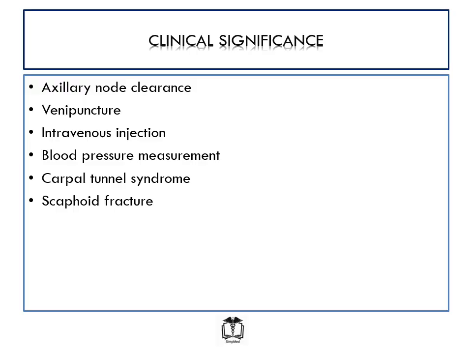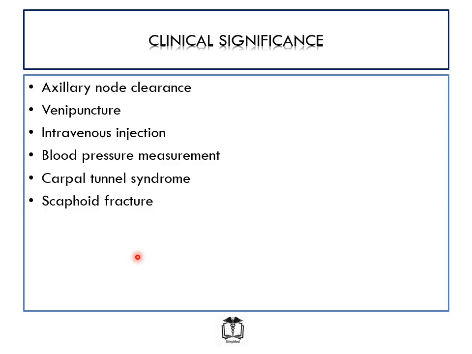Let's talk quickly about the clinical significance of the spaces of the upper limb. This would include things like axillary node clearance, venipuncture, intravenous injection, blood pressure measurements, carpal tunnel syndrome, and scaphoid fractures.